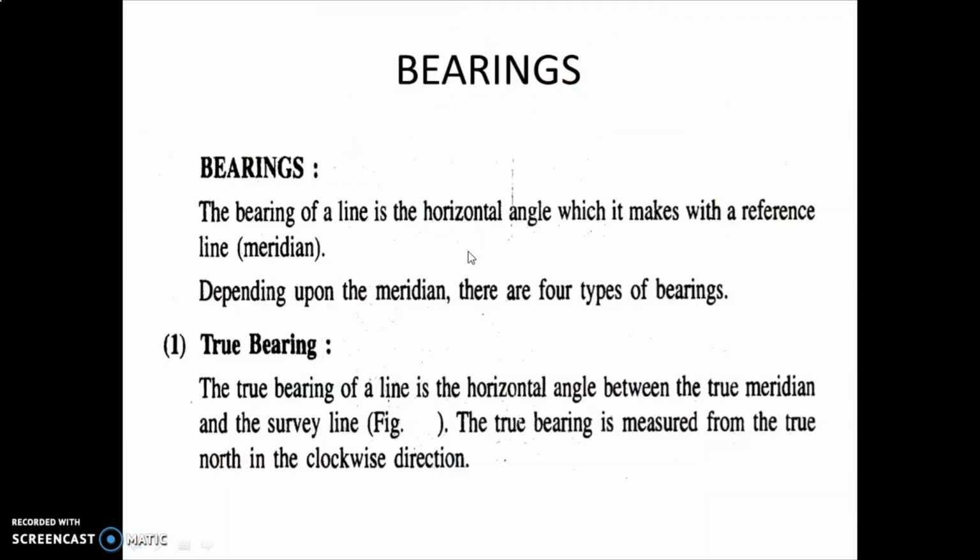So bearing. What is the definition of bearing? The bearing of a line is the horizontal angle which it makes with a reference line, meaning the meridian. A fixed reference line, that is the meridian. So the bearing of a line is nothing but the horizontal angle which it makes with a reference line. And depending upon the meridian, there are 4 types of bearing. So the first one is true bearing.